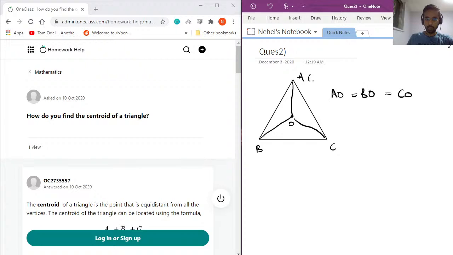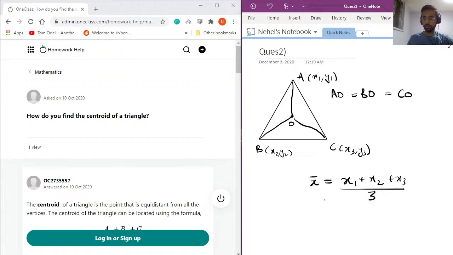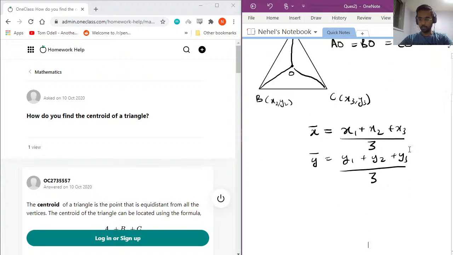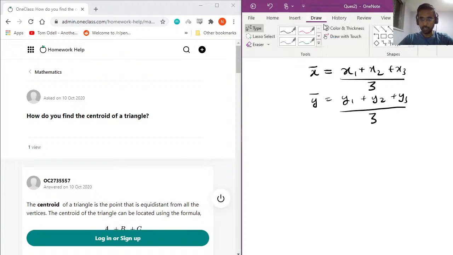So if A has coordinates x1, y1, B has coordinates x2, y2, and C has coordinates x3, y3, we would say the coordinate for the mean or for the centroid, the x coordinate would be x1 plus x2 plus x3 whole divided by 3. Similarly, the y coordinate would be y is equal to y1 plus y2 plus y3 whole divided by 3. So if we were to use this equation which we just learned and do a quick question, I'm going to draw another triangle here.